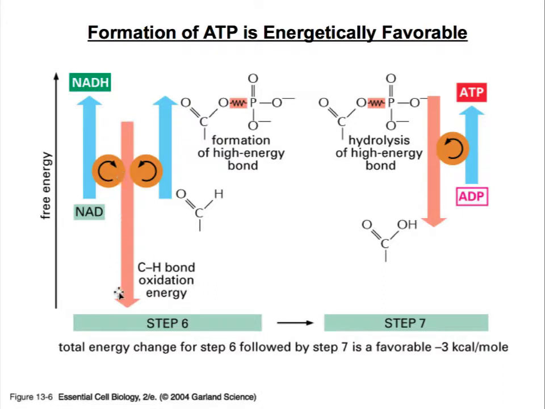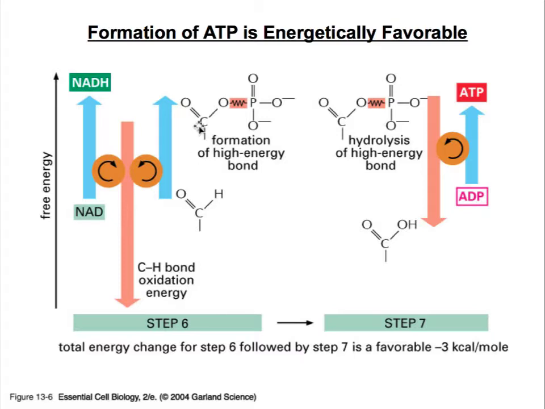So step 6 releases enough energy that it can do two things. It can form NADH from NAD, i.e. transfer electrons and protons to NADH. But there's still some energy left over to form this high energy bond between the phosphate group and the aldehyde. Likewise, in step 7, the energy released by breaking this bond is enough to charge ADP with ATP. So these are energetically favorable reactions.